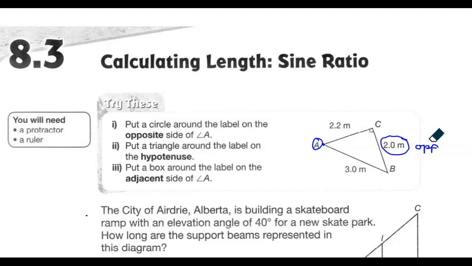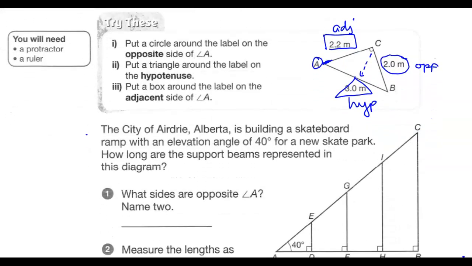Then it says put a triangle around the label on the hypotenuse. Remember, the hypotenuse is opposite the 90. It's the longest side. Put a triangle around that. And then a box around the adjacent side to angle A. So adjacent means it's just touching. It's forming angle A with the hypotenuse, and we're putting a box around it. So that's adjacent, and this is hypotenuse. Those are the abbreviations we often use.